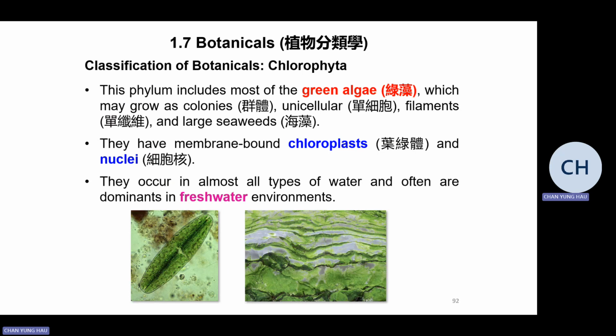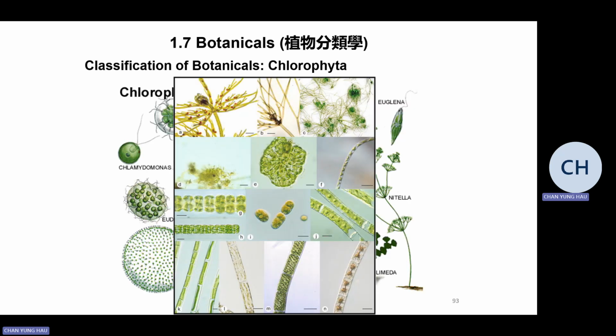Let's take a look at the first one, what we call the Chlorophyta. This group consists of chloroplasts, which are a kind of organelle in the plant cell, and of course Chlorophyta contain nuclei. One example is the green algae. This will be a picture of some Chlorophyta that you may find in the natural environment.